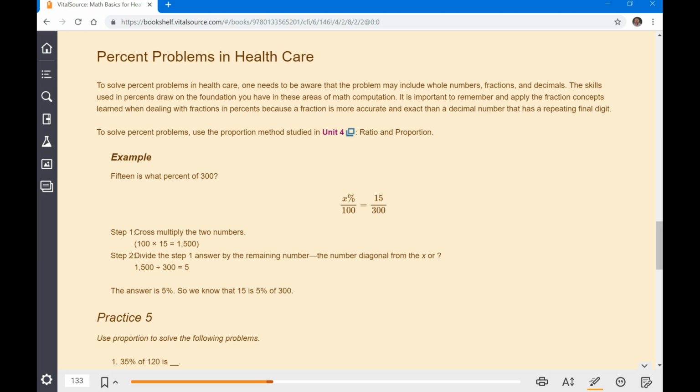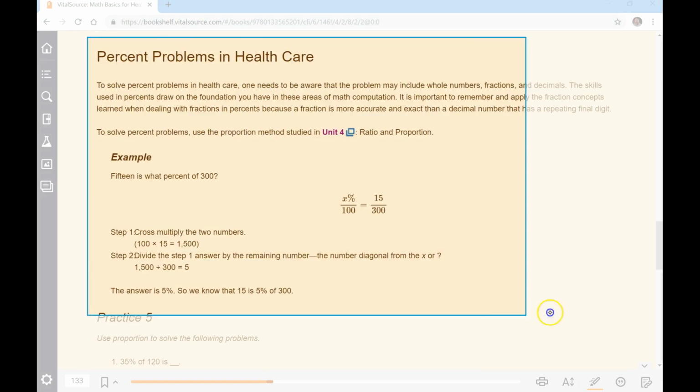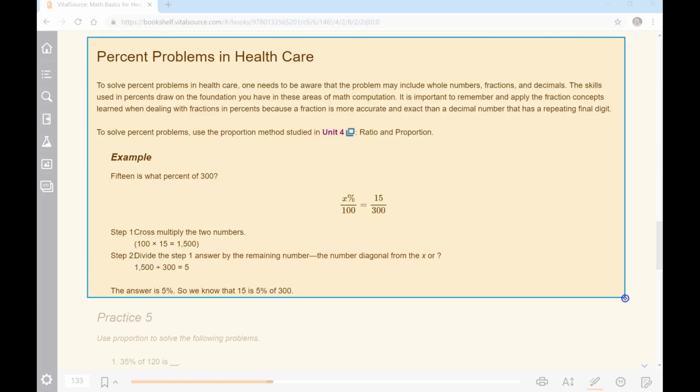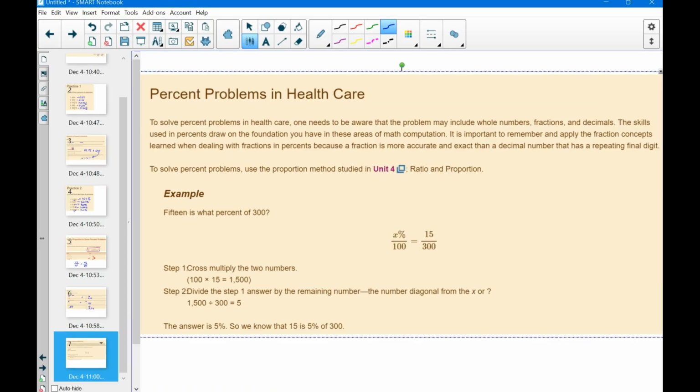So I'm going to look at this. This is more of an applied part right here. Percents are big things in healthcare. So, percent problems in healthcare. To solve a percent problem in healthcare, you need to be aware that the problem may include whole numbers, fractions, or decimals. The skills used in percents draw on the foundation that you have in these areas.